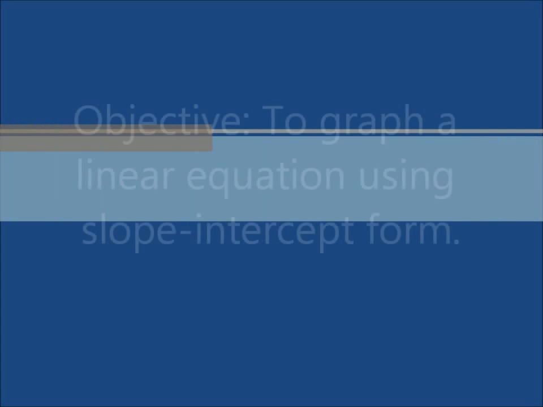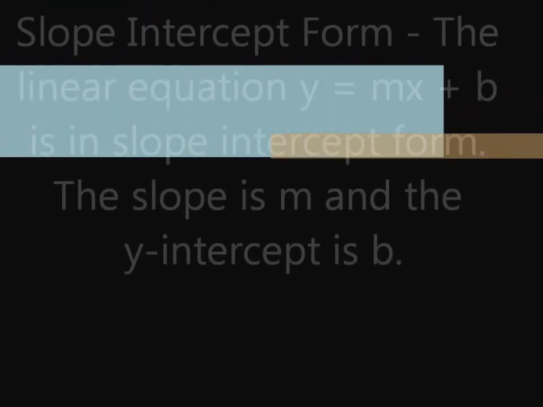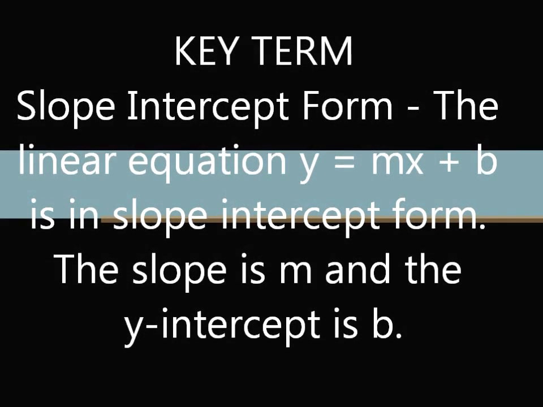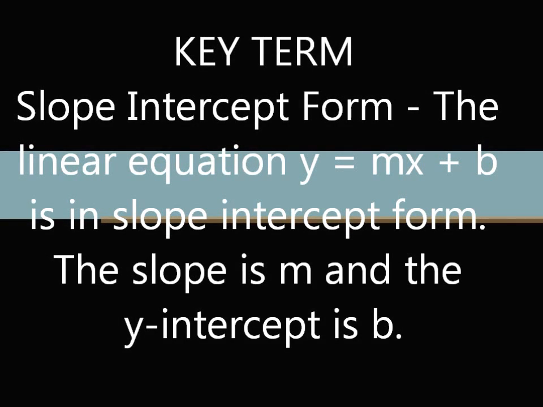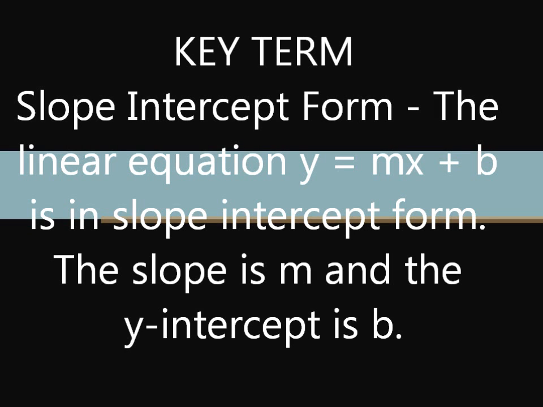Lesson 4.4. Our objective is to graph a linear equation using the slope-intercept form. Key terms. Slope-intercept form. The linear equation y equals mx plus b is in slope-intercept form. The slope of the line is m and the y-intercept is b.